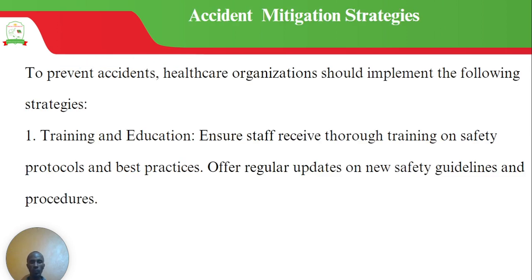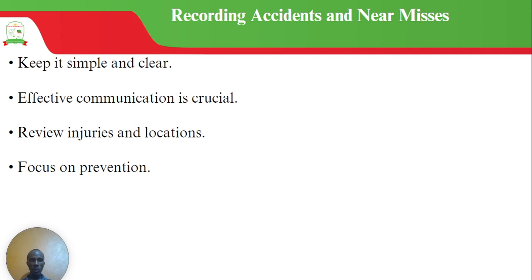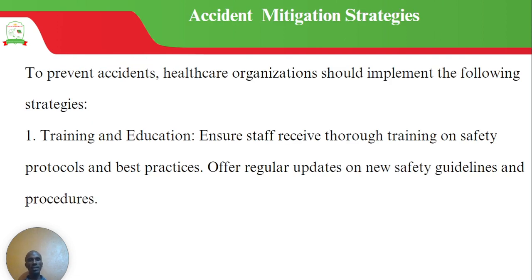Then after we have recorded and analyzed all this, we can look at accident mitigation strategies. Now that we have seen how to analyze the risks of these accidents, and the causes of the accidents themselves, how can we prevent these accidents from occurring? How can we put in place measures that can prevent these undesirable and unplanned occurrences?